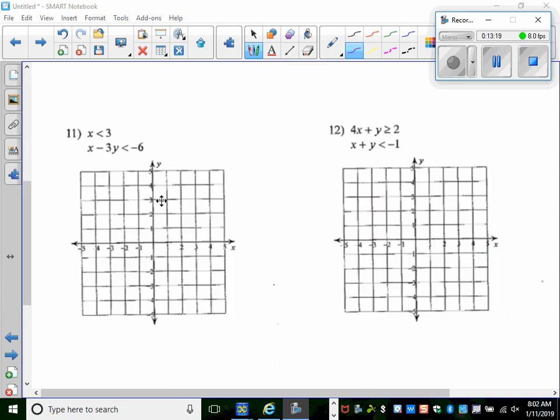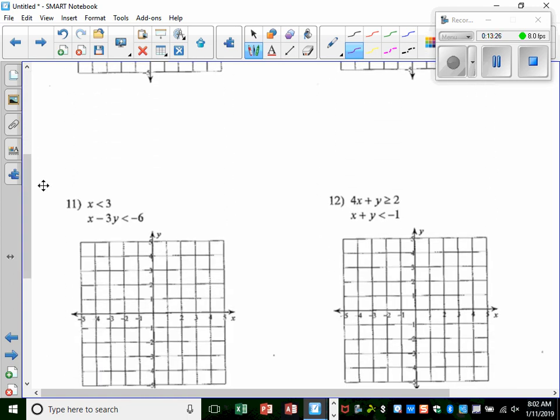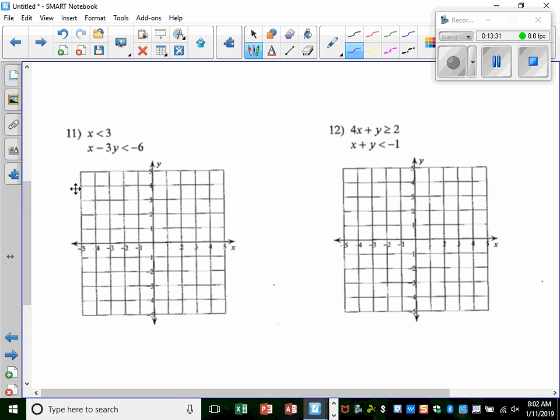All right, so let's go to the next page, page 20, which is where some of your classwork will come from. But I want to do question number 11 with you. Okay, so if everybody would go to page 20, question 11. So keep in mind, guys, when you only see one variable in the problem, there's not an x and a y, that means it's either a horizontal line or a vertical line. So when it's x and a number, it's a vertical line. When it's y and a number, it's a horizontal line.